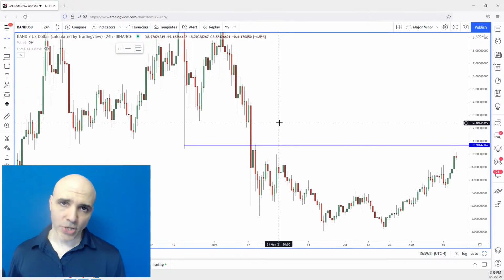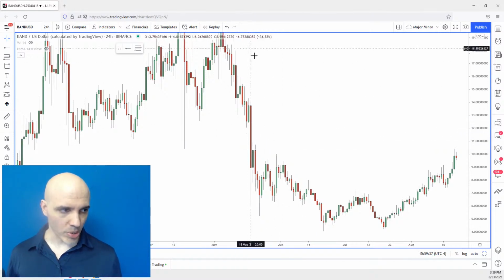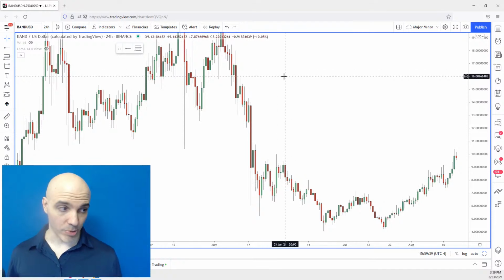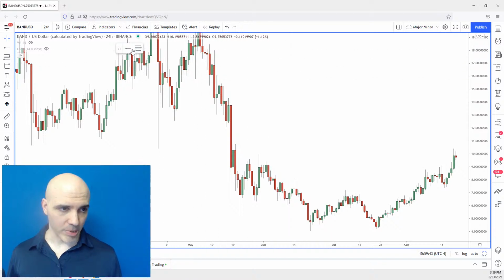So not a good location for a new long, definitely not. If you're in from a lower price, this is a good place to reduce risk, just like with Bitcoin, lock in some profits or something. We don't short these things, so that wouldn't even be a consideration.